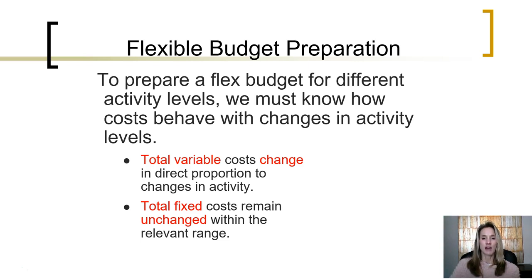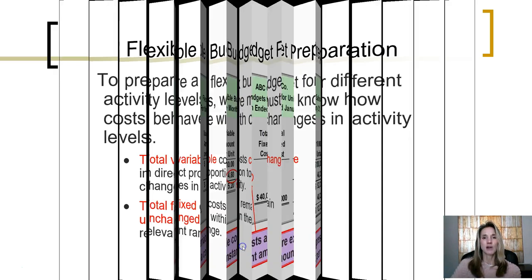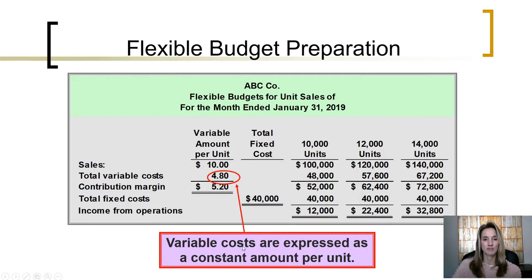Total variable costs change in direct proportion to changes in activity. The greater the activity or the greater the sales, the greater total variable costs become. Total fixed costs, however, remain unchanged when we're within a relevant range. In other words, within a certain level of activity range, fixed costs will not change as sales fluctuate. Knowing this cost behavior helps us prepare the flexible budget.